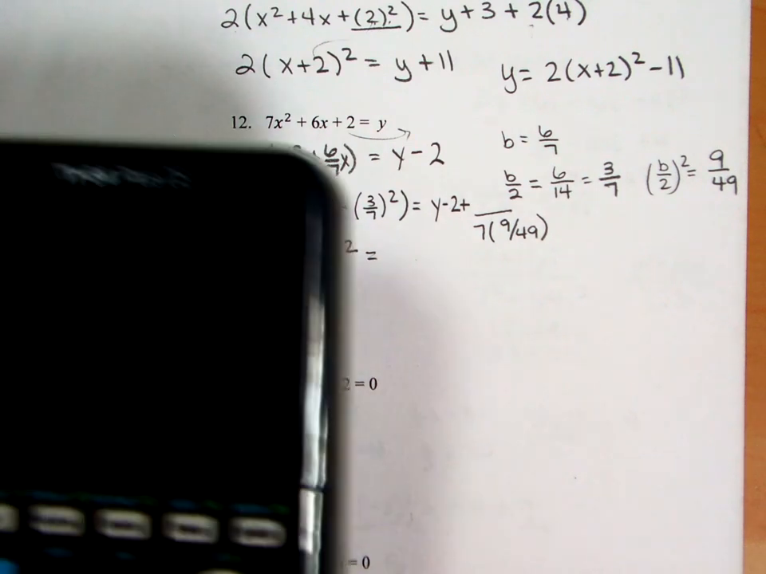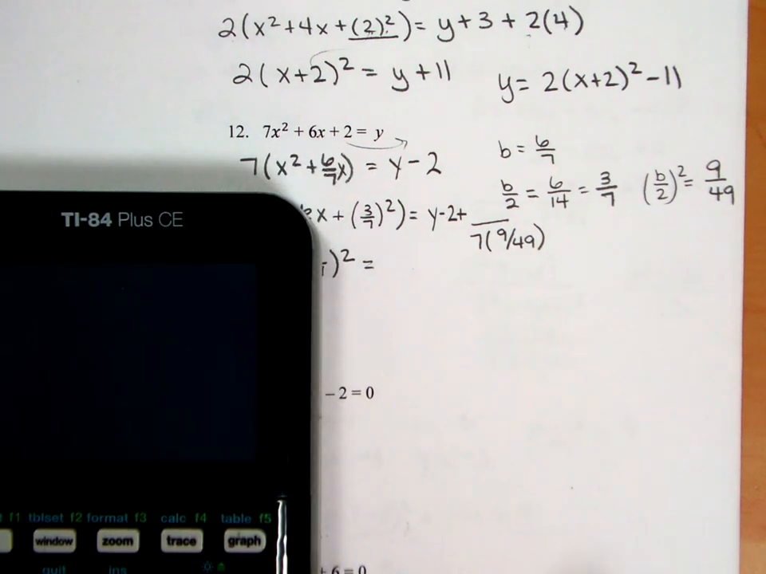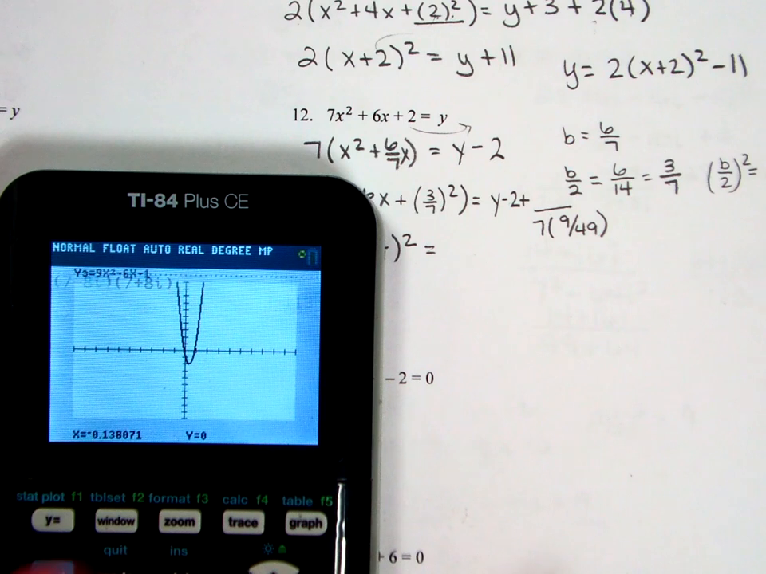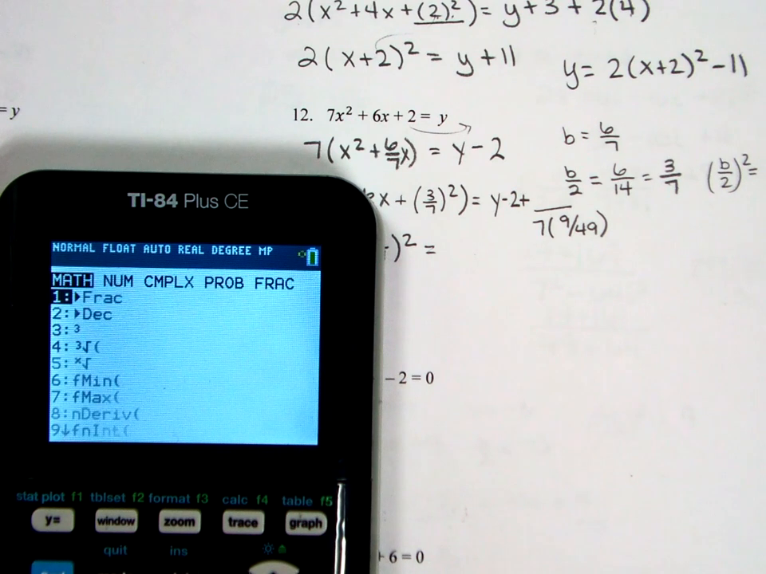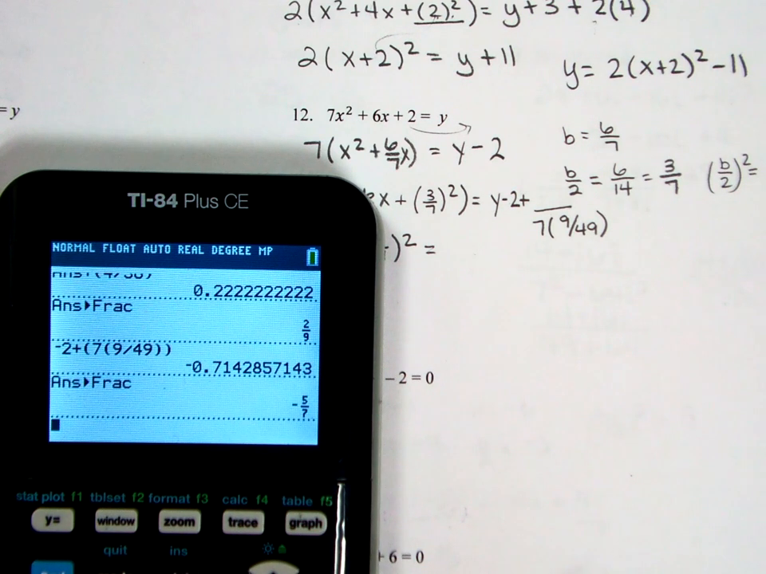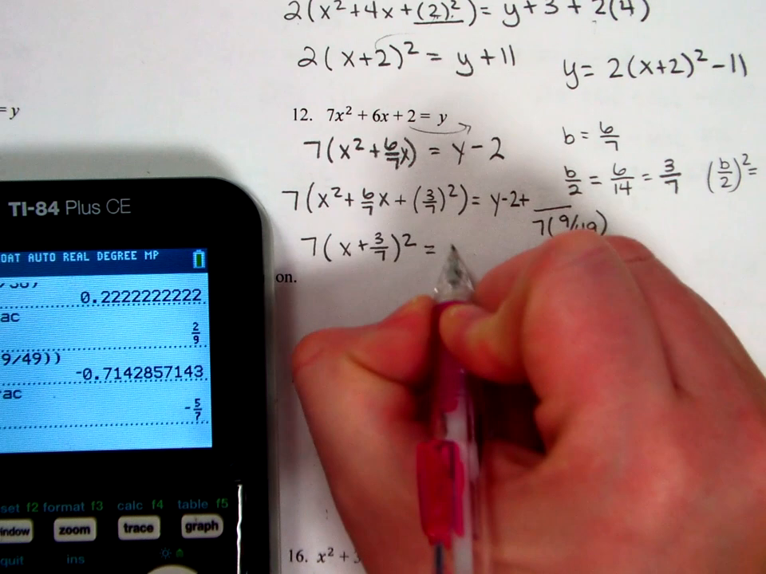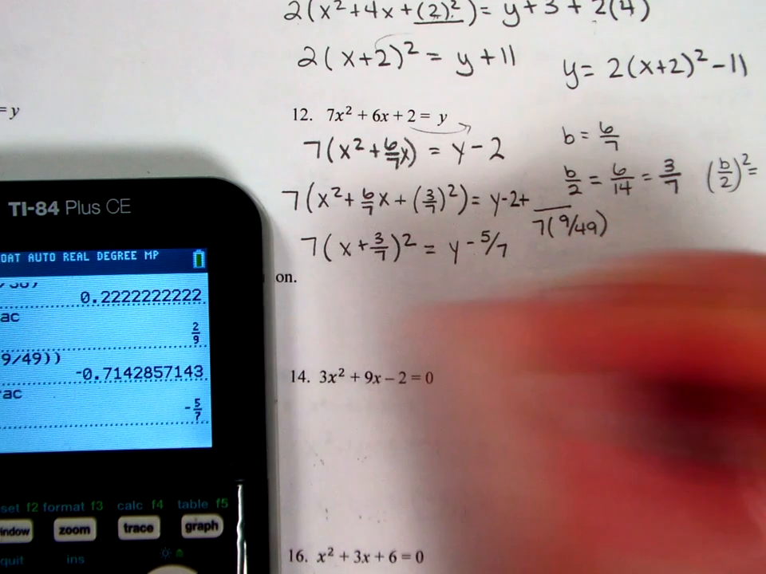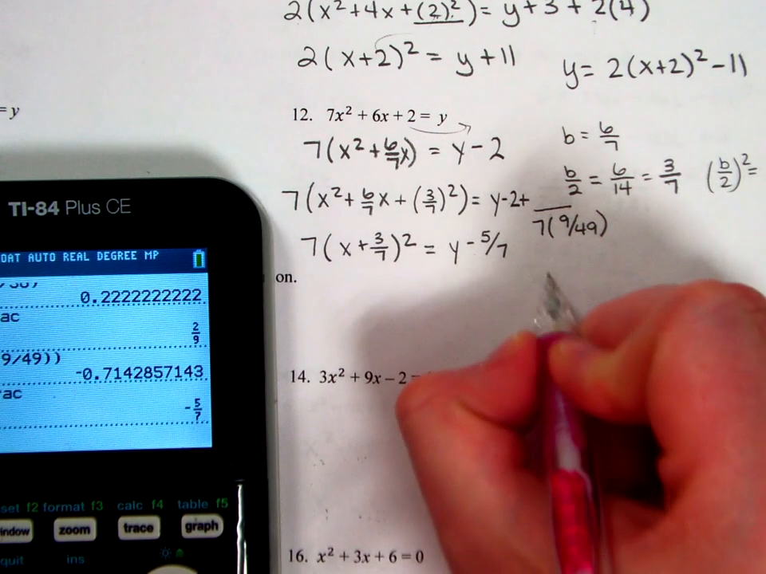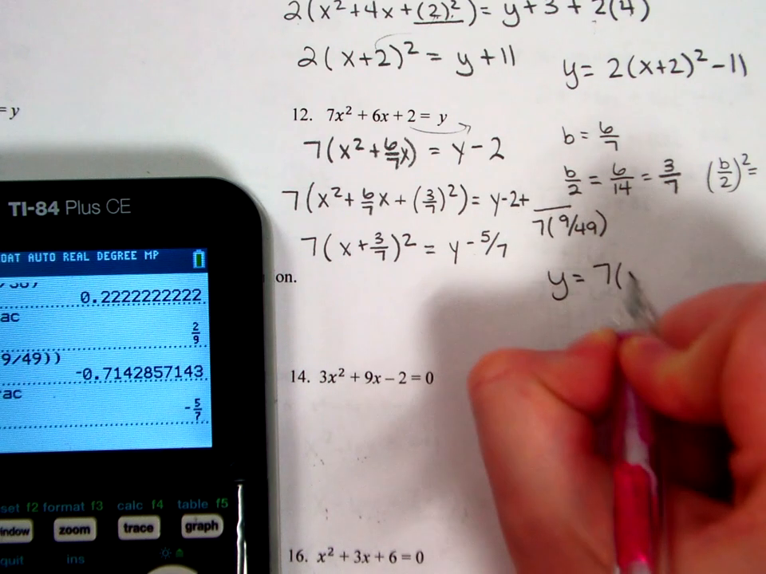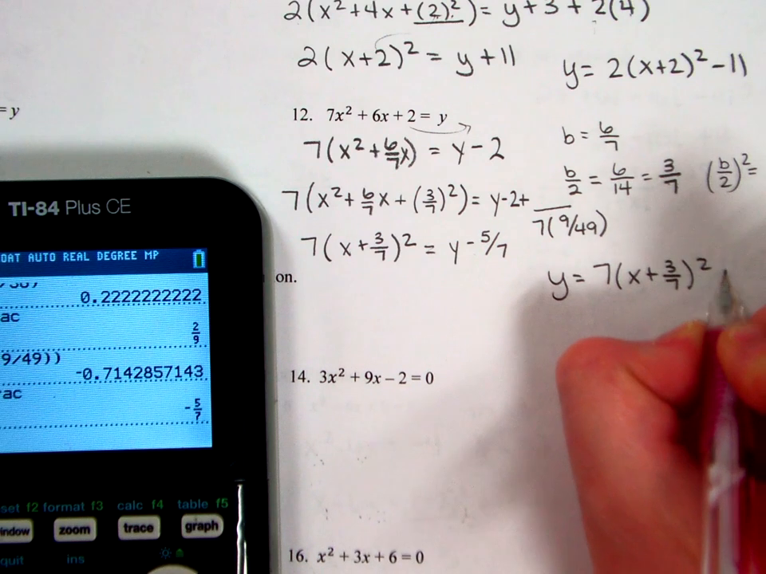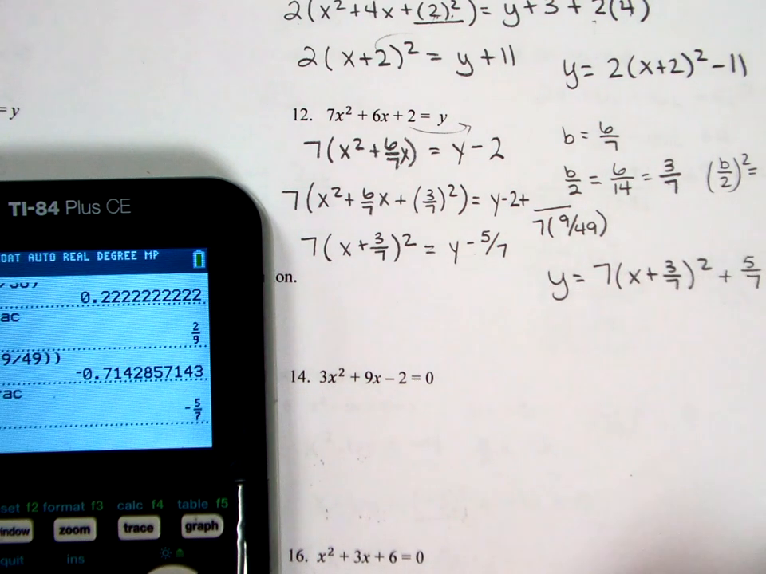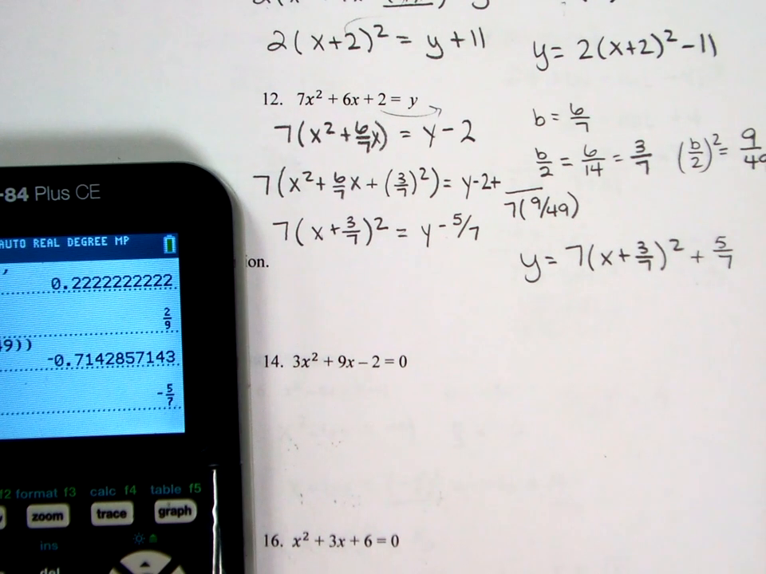equals, and like I said in my calculator, I'm going to just take -2. So I'm going to go second quit. -2 plus parenthesis 7 parenthesis 9 divided by 49 parenthesis parenthesis enter, math frac enter, -5/7. So this final answer here will be y equals 7 times x plus 3 divided by 7 squared plus 5/7. Now, how do we check to see if we're right?